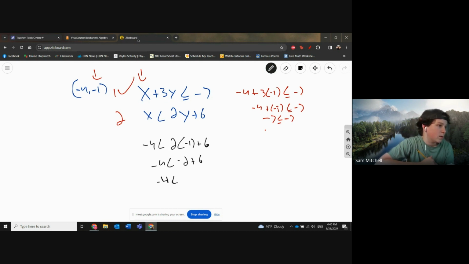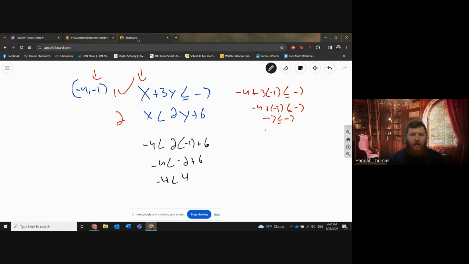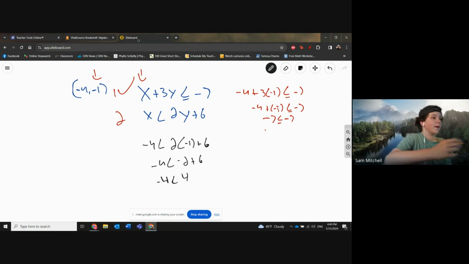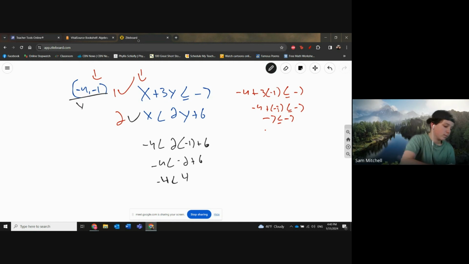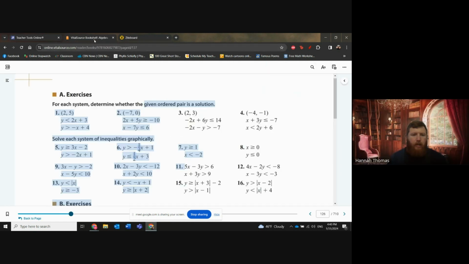Negative 2 plus 6 is positive 4. Is negative 4 less than positive 4? Yes, it is. So is this a solution? Yes. Awesome. Okay, after 2 and 4, what else do you have to do?